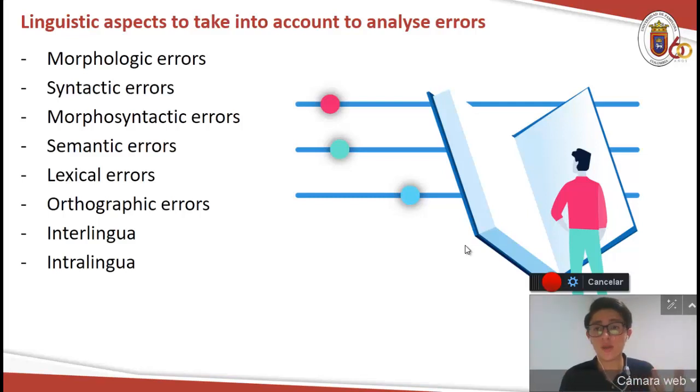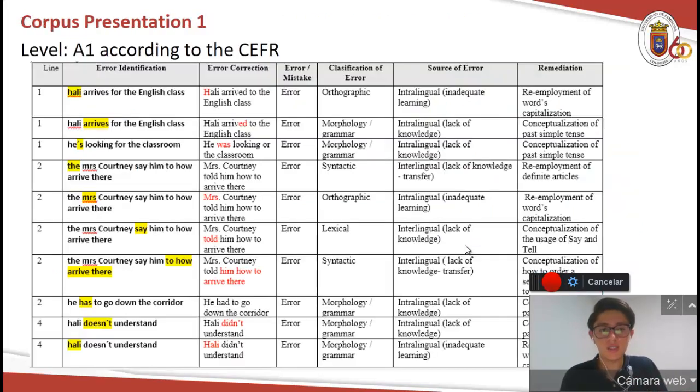Semantic errors are problems of meaning. Lexical errors are, maybe, that two words are similar, but they can't be used in the same situation. Orthographic errors are about how a word is written badly. And that's what we're going to analyze in the next corpus presentation. That is corpus presentation 1.